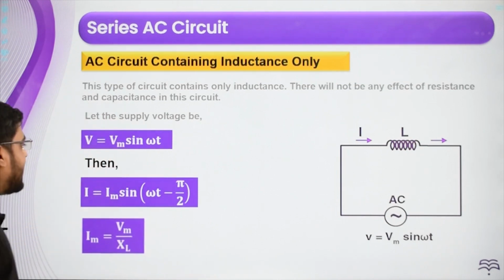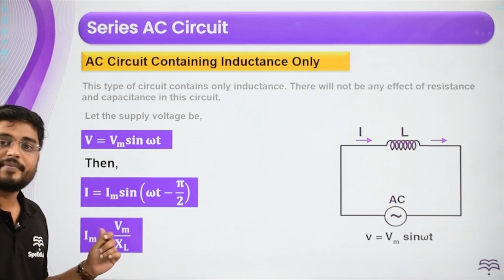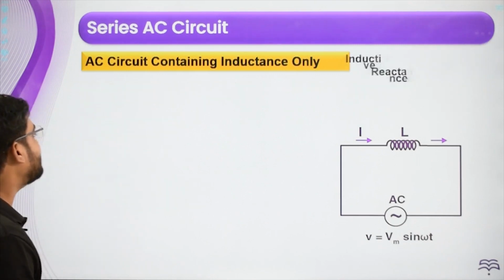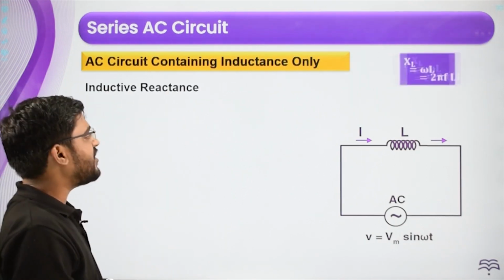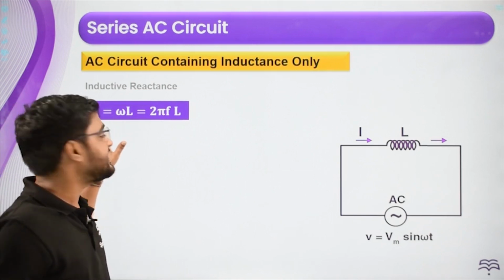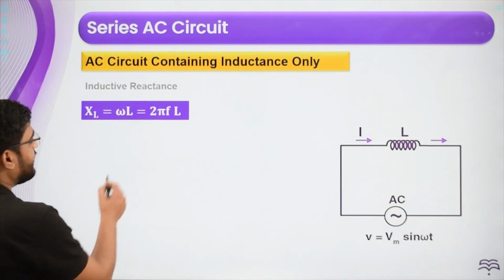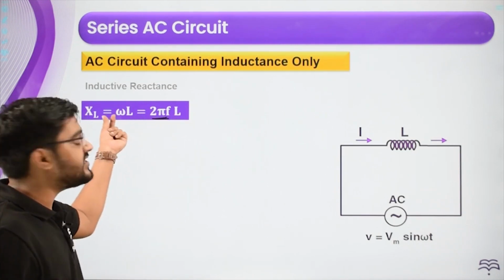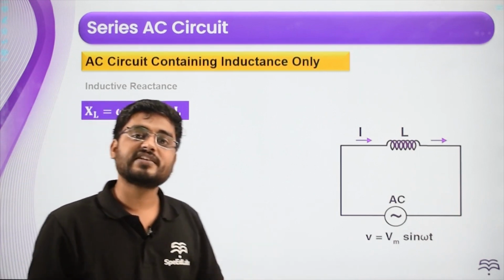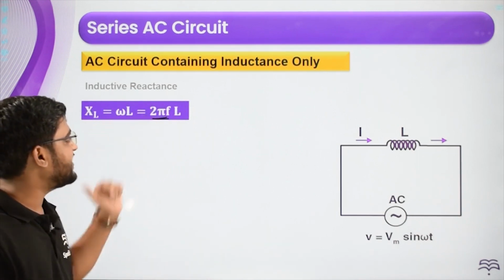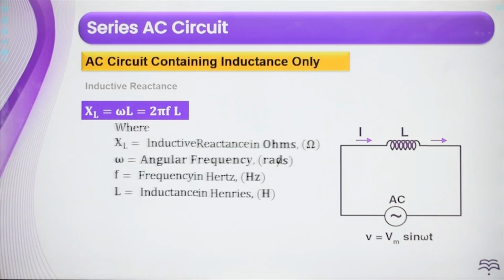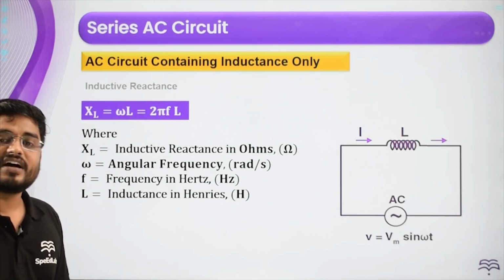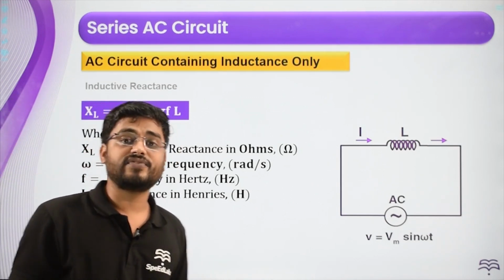And what is Im? Im is nothing but Vm by XL. Remember XL? XL is inductive reactance, and we defined it to be L omega. What is omega? Omega is angular frequency. So first let us talk about inductive reactance. We say inductive reactance is L omega. Omega is 2 pi f, so XL is 2 pi f times L. Omega is angular frequency, f is the normal frequency in hertz, and L is the inductance of the inductor.